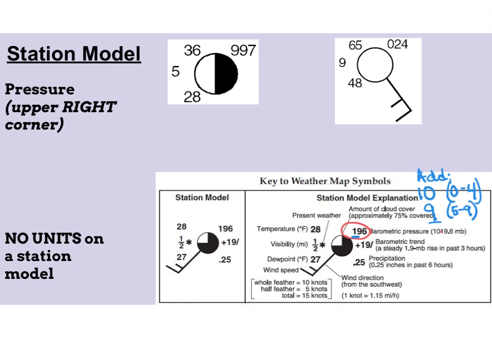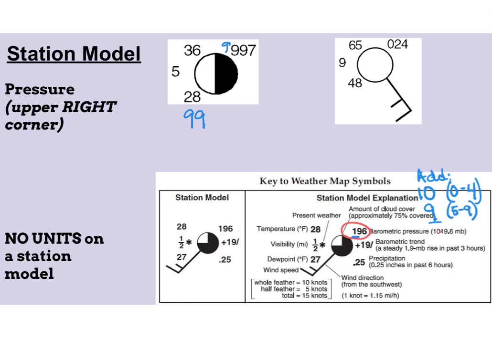Up here, we have a station model. Okay. And this station model has a pressure of 997 for the code, right? That very first number there begins with a 9. So since that number is a 9, when I come down here, it's between 5 and 9. And so I'm going to add another 9 in front of this number right here. So when I write that out, that would be 9, 9.